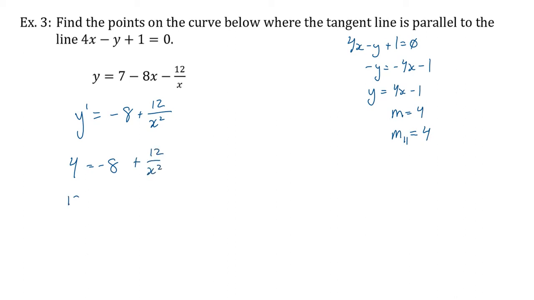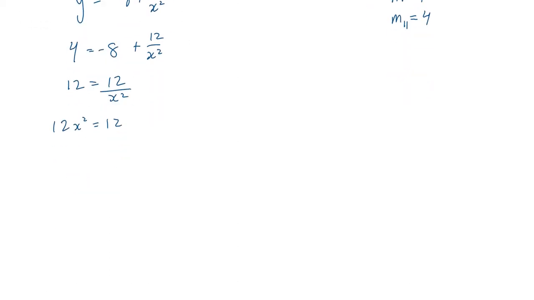Add 8 to both sides, and now I'm just solving for x. This becomes 12. I'm moving the x squared over to the other side. Divide both sides by 12. And be careful, x equals plus or minus 1. So sometimes we get 2 points when we do this.